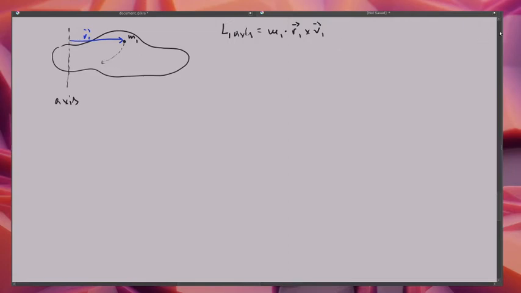Now then, let's take some mass m2. Maybe we'll put this mass m2 here. And I want to calculate the angular momentum of mass m2 about the axis as well. And so that will amount to m2 times r2 cross v2. So here's r2. R2 is going to point like that. Here's my r2, 90 degrees to the axis, 90 degrees to the axis.